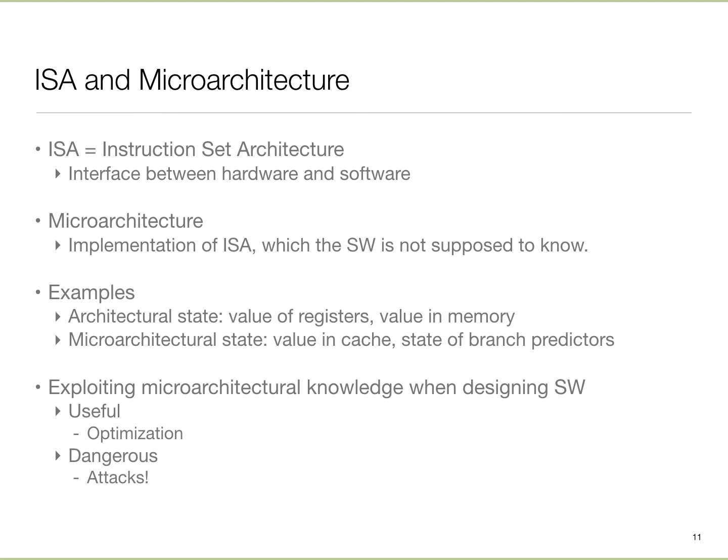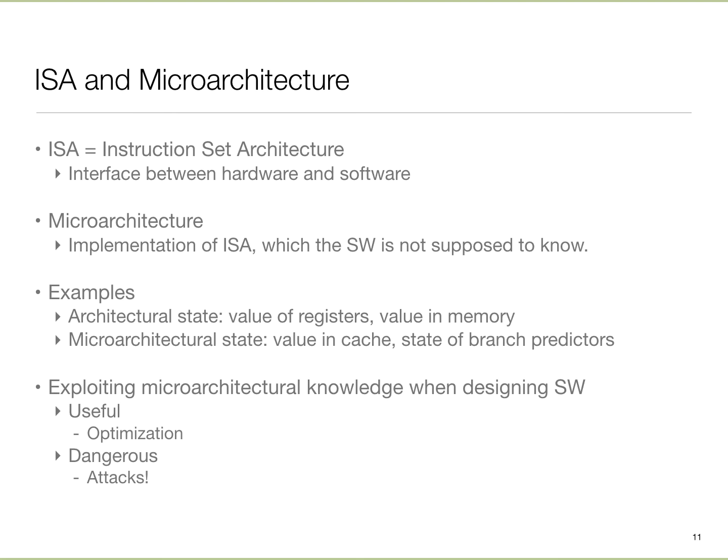Examples of architectural state include what values exist in the registers that the ISA manipulates and what values exist in the memory. On the other hand we have microarchitectural state, and this is stuff like what is in the cache, what is the state of the branch predictor. Even if the branch predictor is incorrect or gives different results on different implementations, my software will only see a performance difference. The computed value and the computed architectural state should be the same.